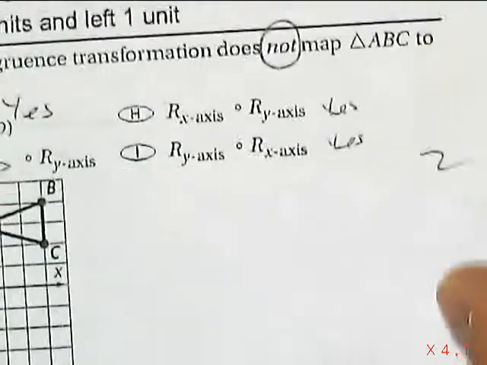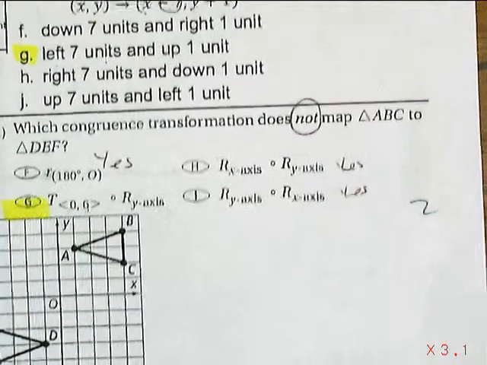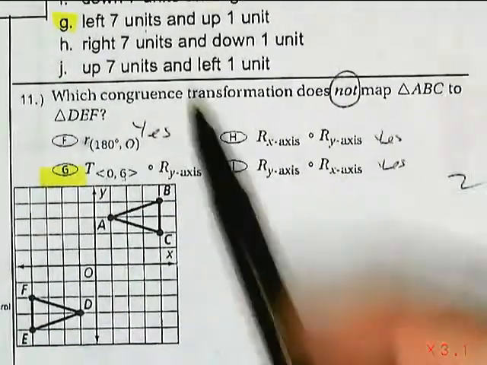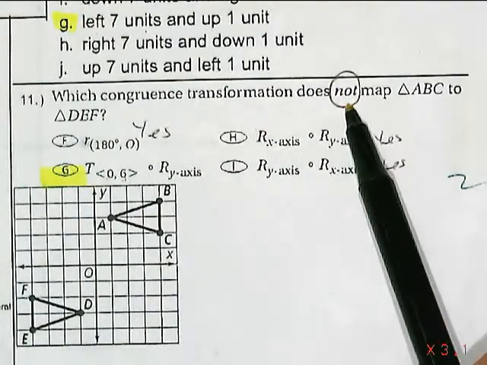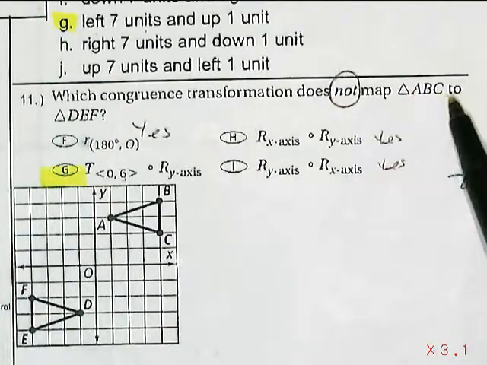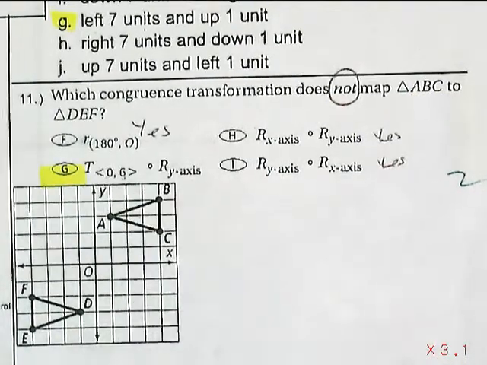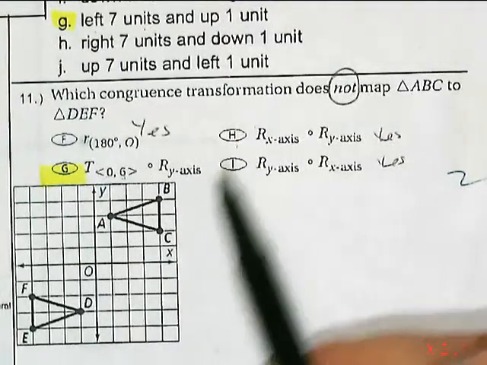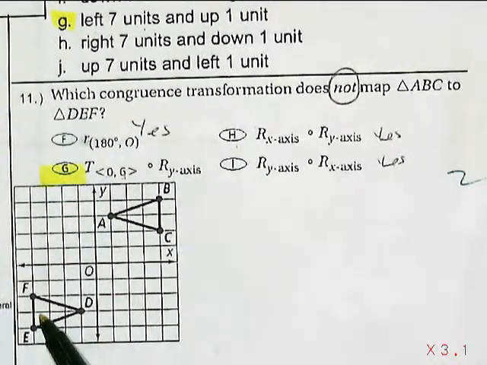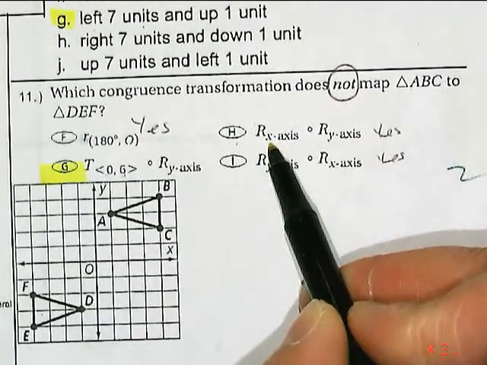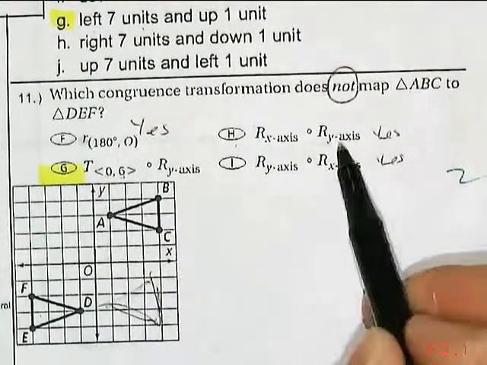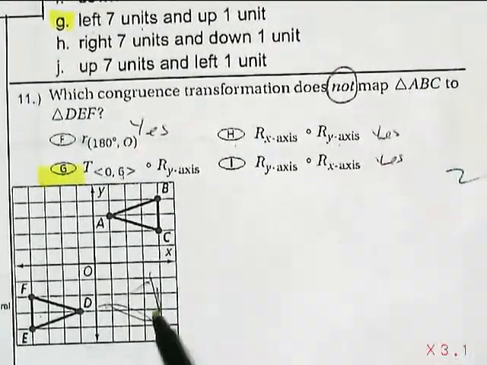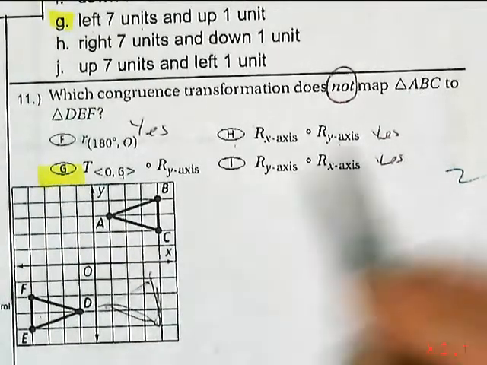Question number 11. Zoom out. Which congruence transformation does not map ABC? So that's your starting point, and your end point is DEF. Look at H. So we're going from ABC to DEF. If I reflect it over the x-axis, it's going to look something like that, right? And then if I reflect it over the y-axis, it'll be on top of, so that would be DFE. That would be correct.